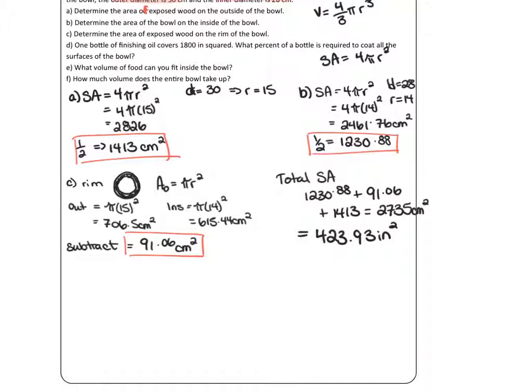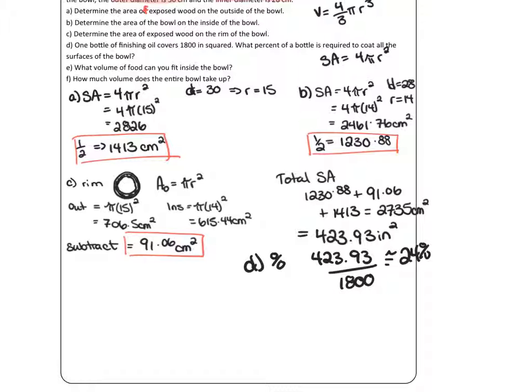So because that is less than the bottle, all you're going to do if you want to find the percent, so this is D, the percentage, we'll just take that 423.93 and divide by 1800 and then multiply by 100. Which gives us about 23, approximately 24% of the bottle, which is not bad.